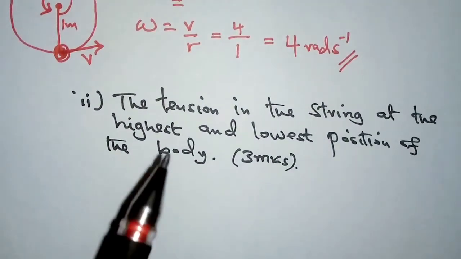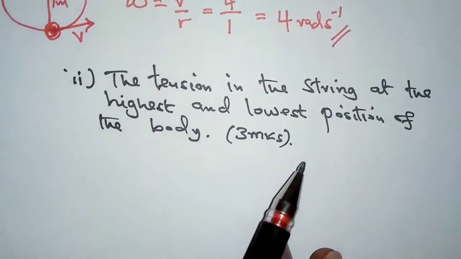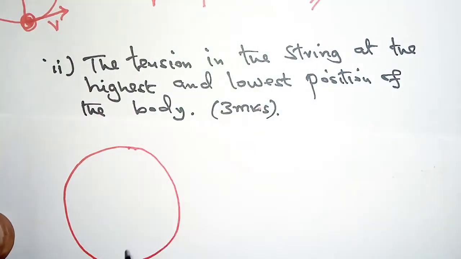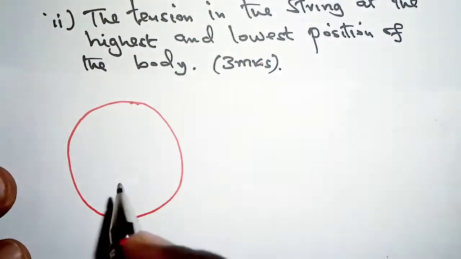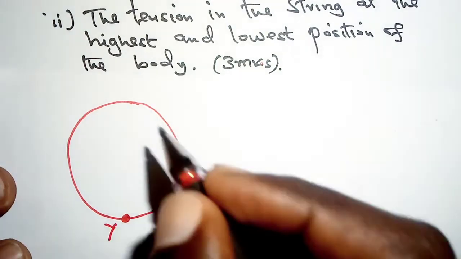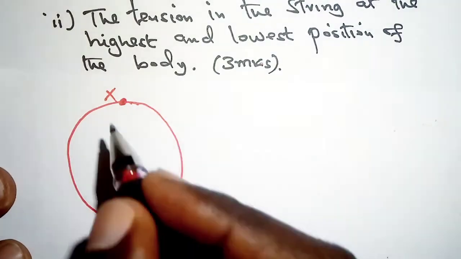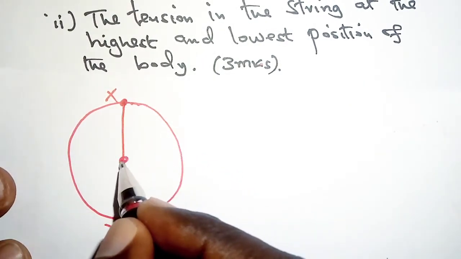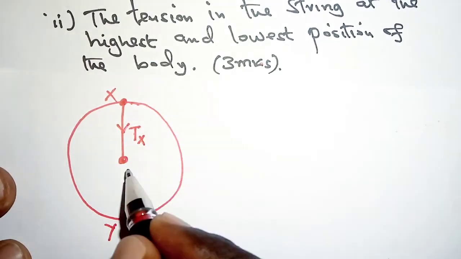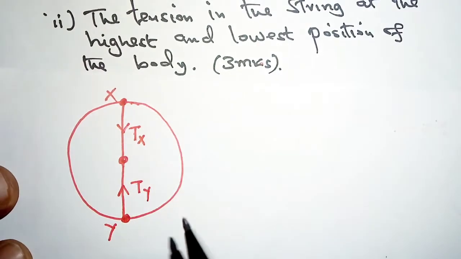Next, we are required to determine the tension in the string at the highest and lowest position of the body. So we begin by drawing the sketch. So we have the body at the lowest position, let's call it Y, and the body at the highest position, let's call that point X. So this is the center, and the string, the tension on the string, let's call it TX, and here the tension on the string, let's call it TY.